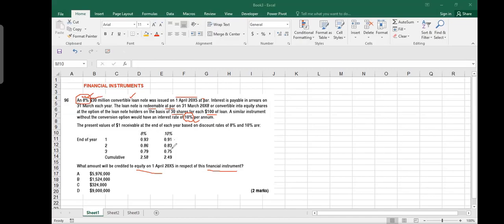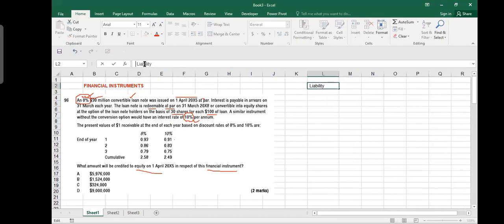Sometimes they don't give you discount factors, and you have to calculate them yourself. So what we usually do, if you want to calculate, you can make it on a timeline. Or if I don't want to make a timeline, I can just put it like this: first we calculate our liability part.